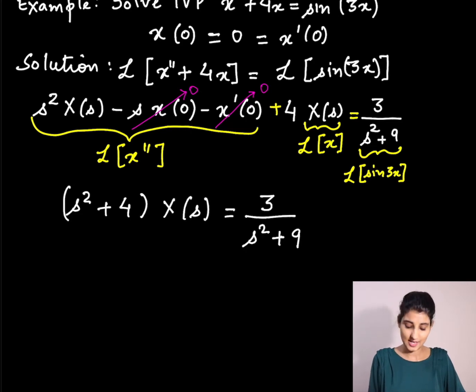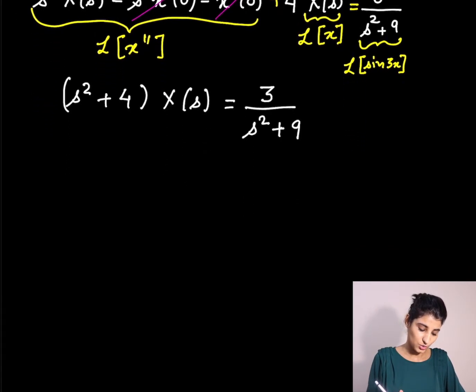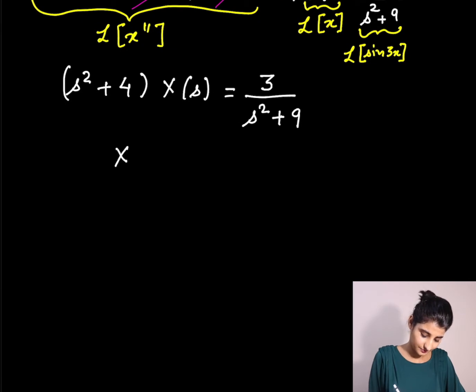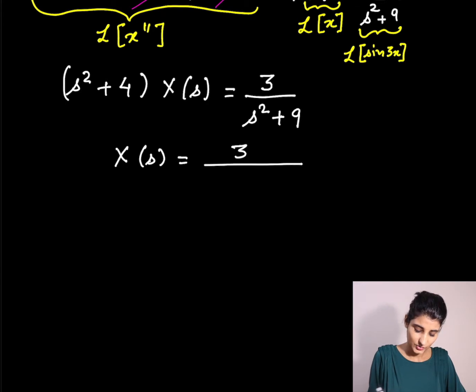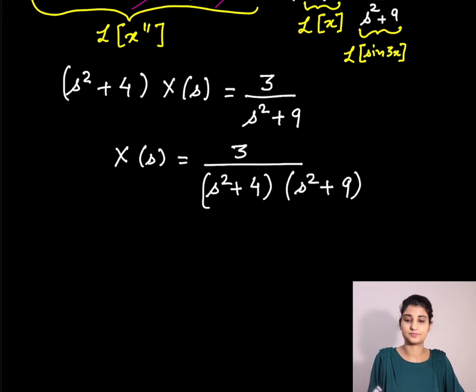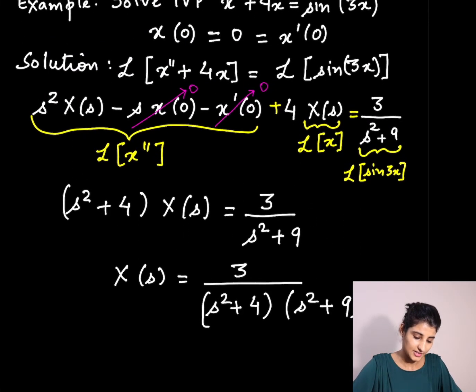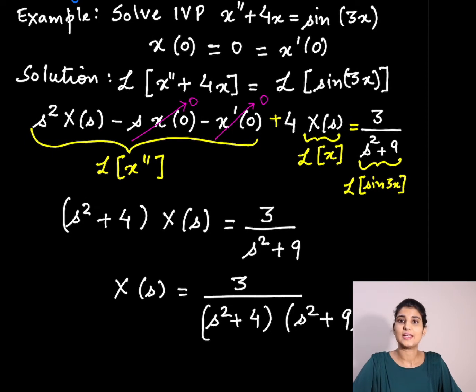Let's divide by s square plus 4 to solve for X(s). So we will get 3 divided by s square plus 4 times s square plus 9, right? Okay, so look over here. What we do is, first we take the Laplace transform, we solve for X(s), and then we take the Laplace inverse.